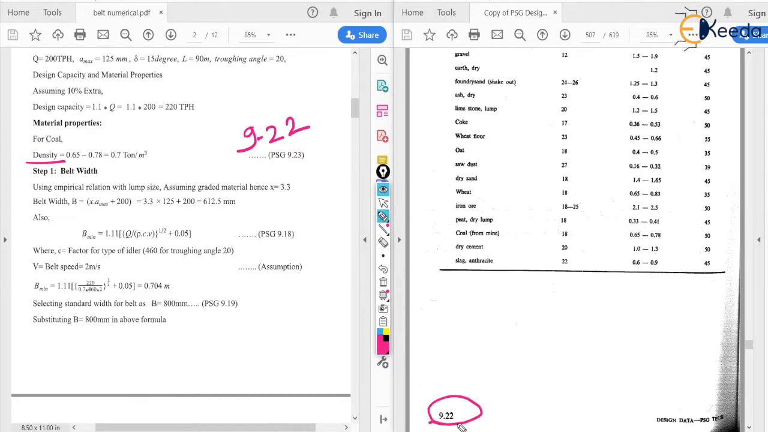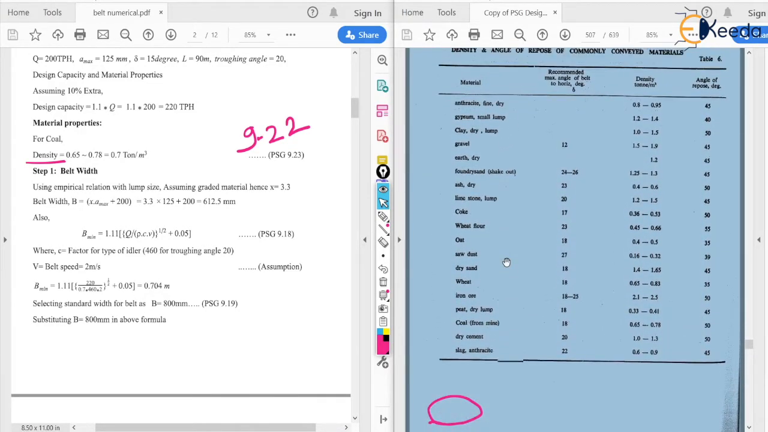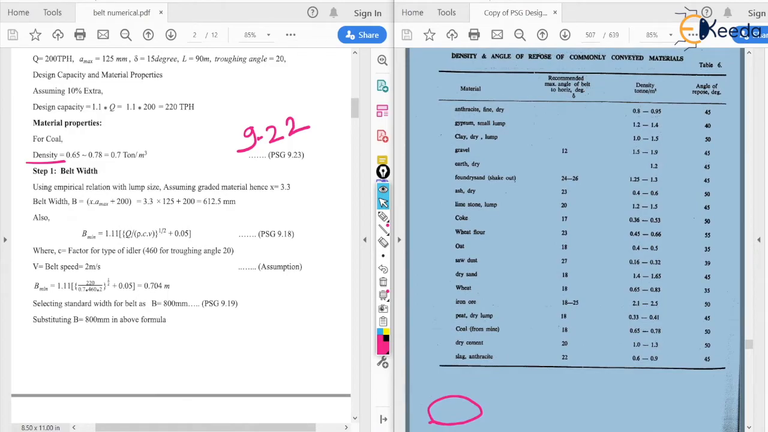We are going to find out where the coal is. Now as you can see here, for the coal we have a value of 0.7 tons per meter cube. Here we have a coal value from mine, and it is 0.65 to 0.78. So here we have assumed it as 0.7 tons per meter cube. This we have taken from PSG 9.22.